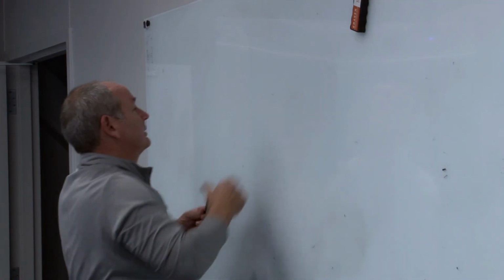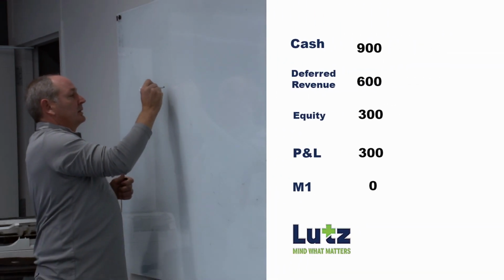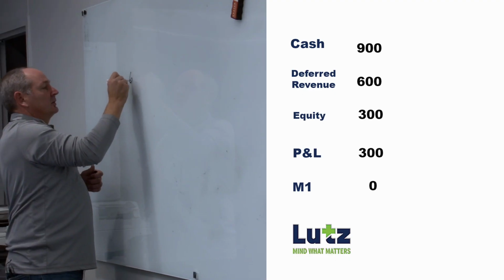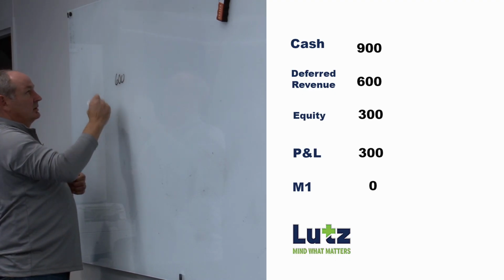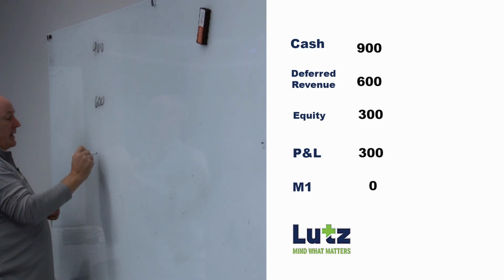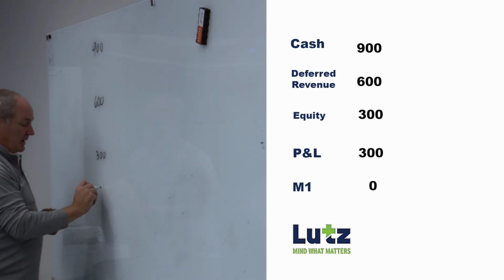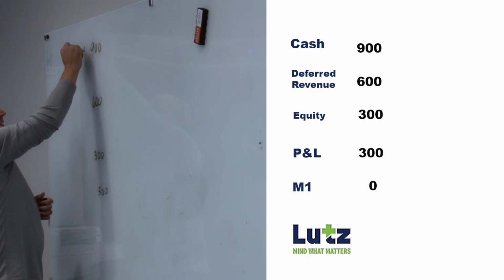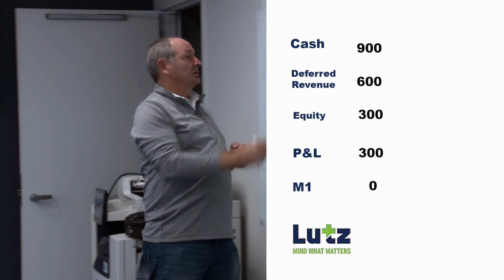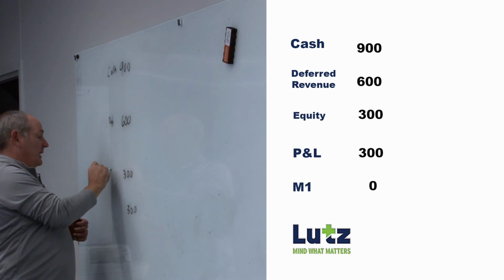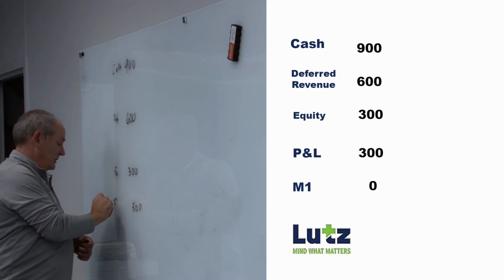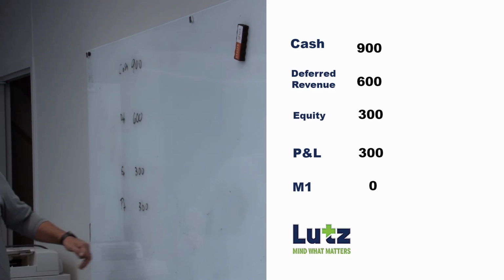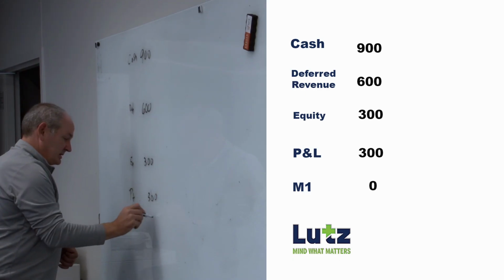So let's do it in terms of M1 just to make sure we're all on the same page, right? There's 900 of deferred revenue, which really turns into 600. 900 of cash, 300 of equity, because my P&L is 300. So this is cash, because deferred revenue is debit cash, credit deferred revenue, equity. We recognize 300 for GAAP, right? So my M1 in this year is 0. Okay? This is year 1.